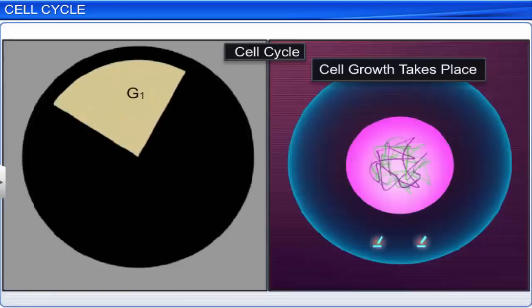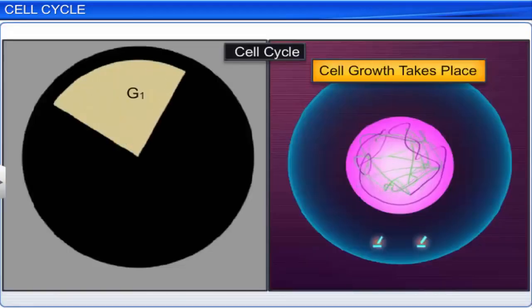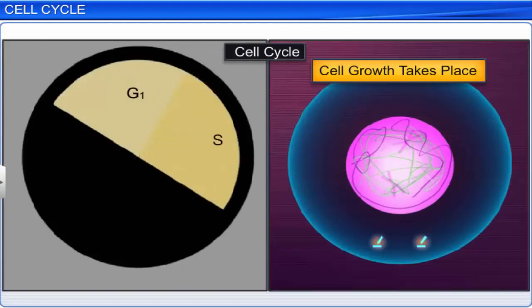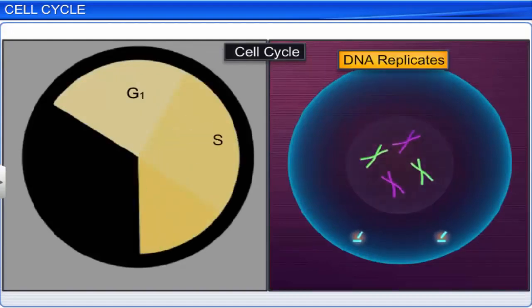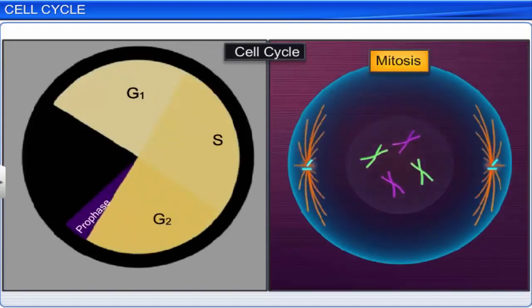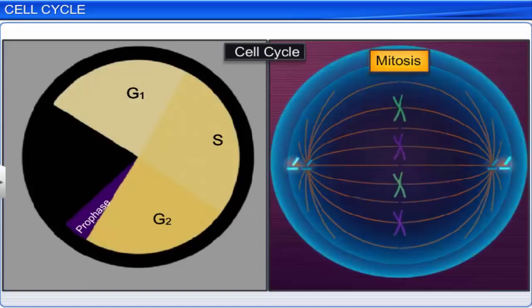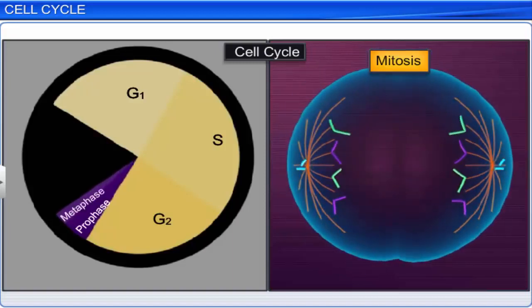The series of events by which a cell duplicates its genome, synthesizes its constituents, and eventually divides to form two daughter cells is known as the cell cycle.